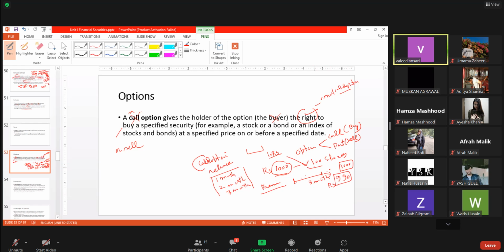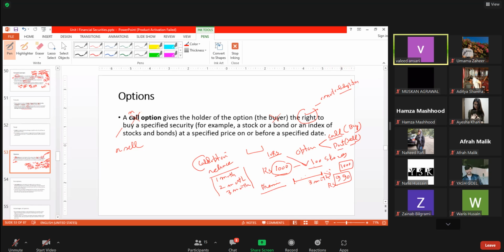But whereas in forwards and others, it is obligatory, irrespective at the end of the expiry period, you have to exercise, you have to buy this at this price. So an option gives the holder the right to buy and sell. Now, it may be the other way. For example, I have given the example of a call.